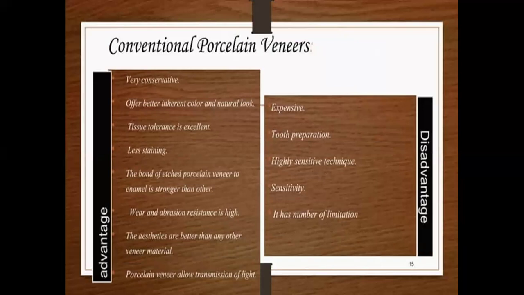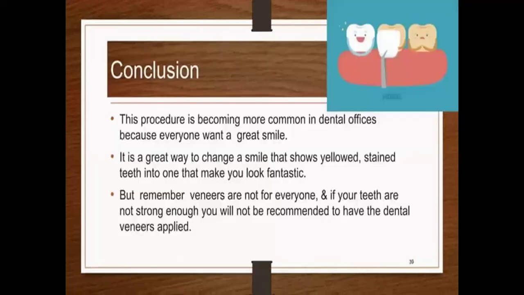When we come to the conventional porcelain veneers, it's a very conservative preparation, offers better inherent color and natural look, and tissue tolerance is excellent. There is less staining, and the bond of etched porcelain veneer to enamel is stronger than others. Wear and abrasion resistance is high, and aesthetics are better than any other veneer material. The disadvantages are expensive, tooth preparation, a highly sensitive technique, and many limitations.